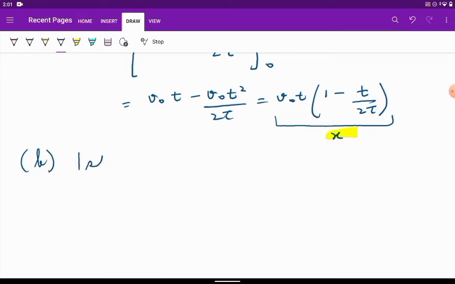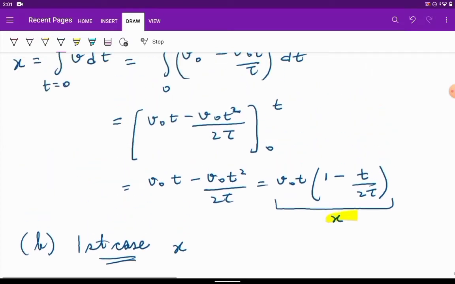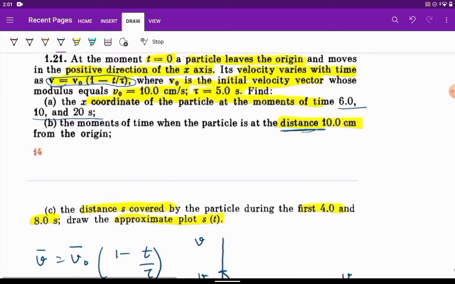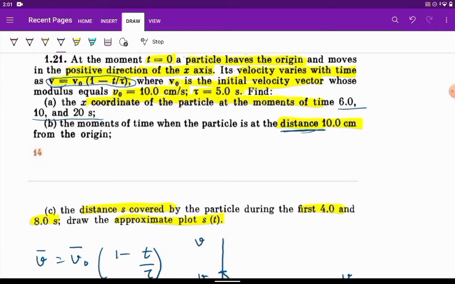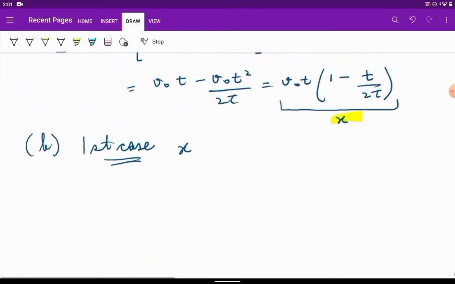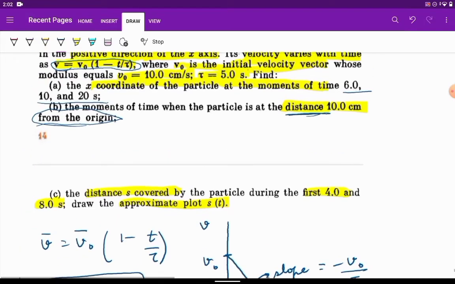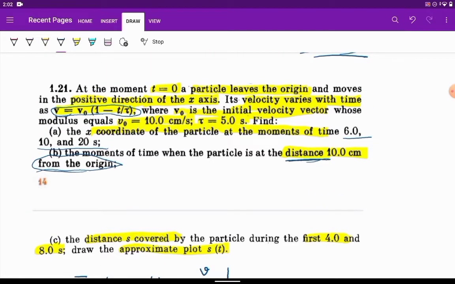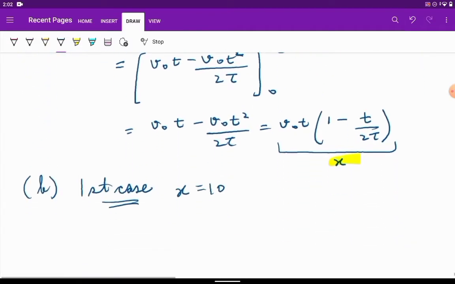So first case is, so it is from the origin, of course. So distance 10 centimeters. So first is x equal to 10, and all the distance units are in centimeter and time is in seconds. Okay, let's move on.